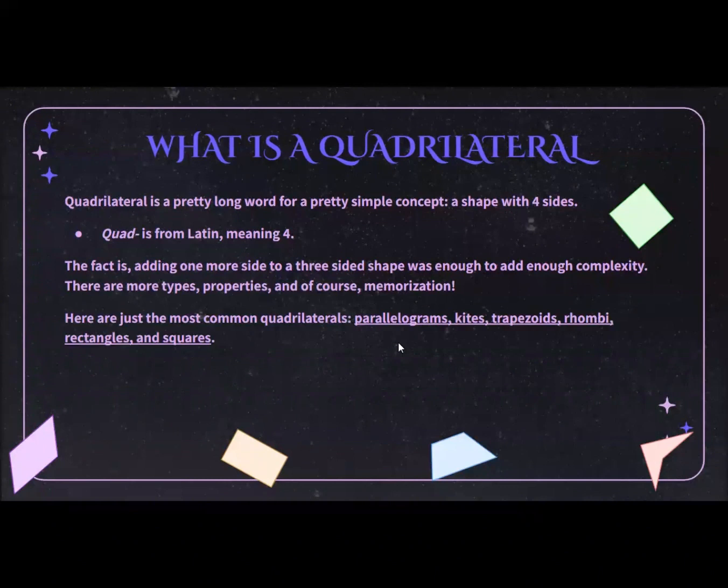Here are the most common quadrilaterals: parallelograms, kites, trapezoids, rhombi, rectangles, and squares. Those are all the basic types of quadrilaterals that you'll see. You might see this arrow shape in the corner, but mostly you'll see squares up here, and parallelograms, rectangles, and trapezoids right here.